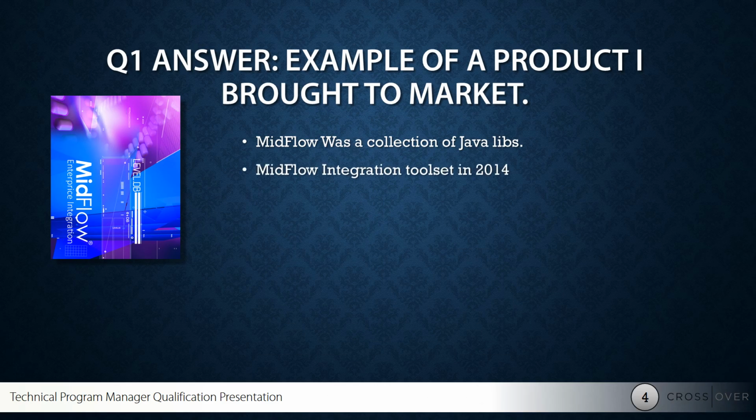In 2014, in a collaboration effort with H&H Technology, we took those libs and started to build a framework for enterprise integration middleware. We first released Midflow as a set of integration toolset. Then the whole product was re-engineered around service-oriented architecture, creating a process-driven enterprise integration middleware. That was in almost late 2015.